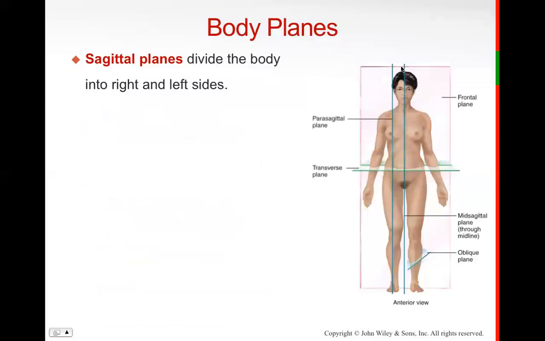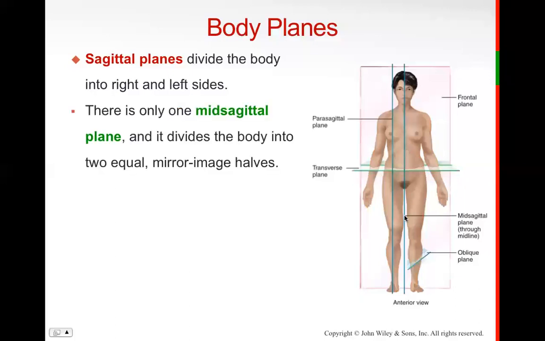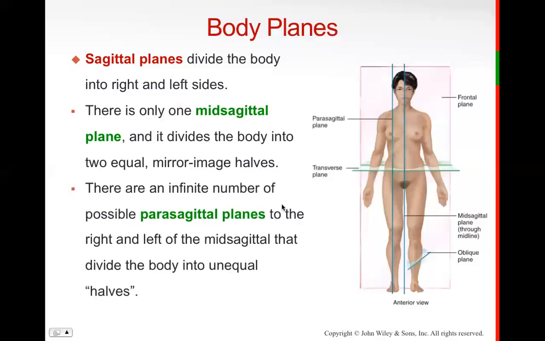And there's one plane that's called the mid-sagittal plane, which runs right down the middle of the body, dividing the body into mirror images or mirror halves. And of course, your body isn't a perfect mirror image, but you get the idea. Now, all of the other sagittal planes are called parasagittal. And there is theoretically an infinite number of these planes, depending on how thin you cut them on either side of mid-sagittal.